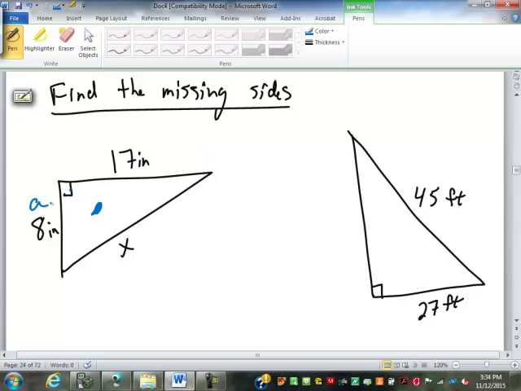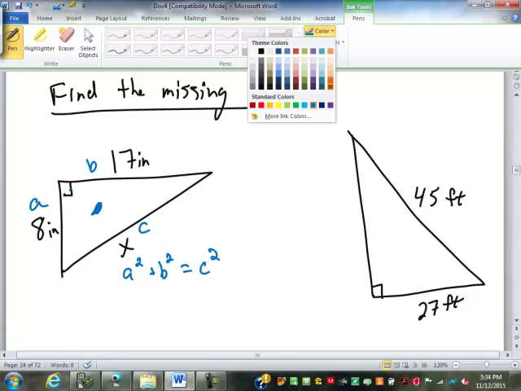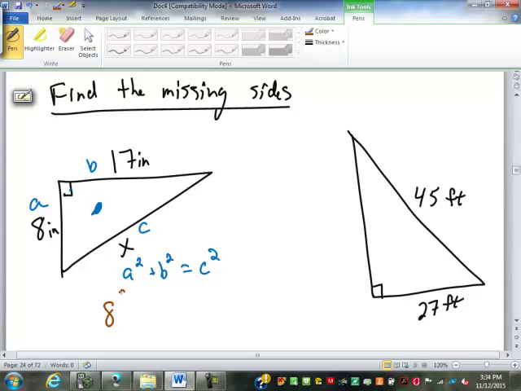8 and 17. So I'm going to call them A and B. And of course the hypotenuse would be X. So I'm going to call that C. And our formula is A squared plus B squared equals C squared. So I'm going to put in 8 for A, 17 for B, and then of course X goes in for C.